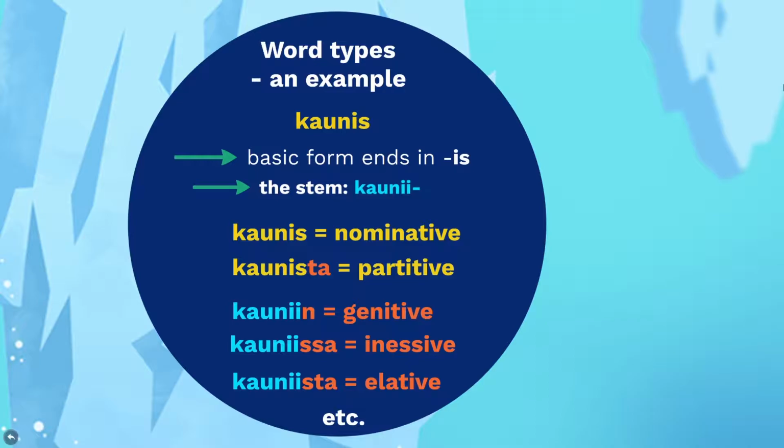This is because of the kind of word type kaunis is. It ends in an es, is. And there's always a certain rule that determines what kind of a form you need to use for the partitive, for the nominative, and what you need to use for other cases. This will all start to make sense as we go on. I know it may be a little bit hard to see the whole picture at this stage.